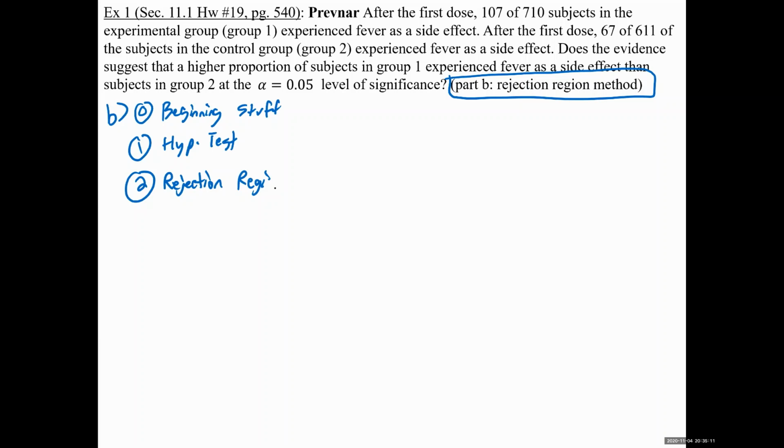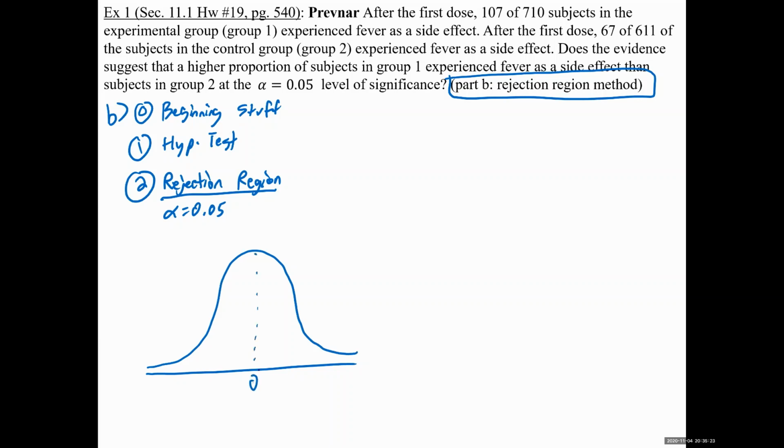For the rejection region part, you're supposed to write down alpha if it's given. It is, it's 0.05. You would write degrees of freedom if it's needed, but it's not needed for the Z distribution. You draw a picture of the Z distribution.